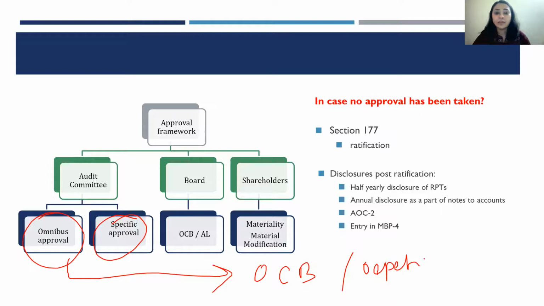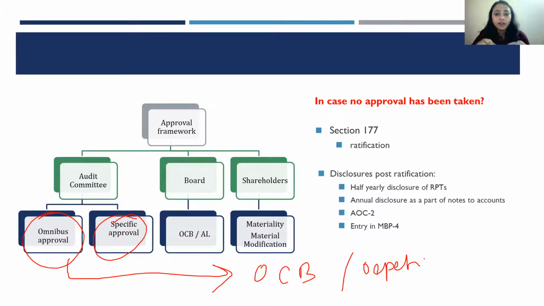For that, I can obtain an omnibus approval at the beginning of the financial year, or preferably at the end of the financial year, for the transactions that I'm going to enter into in the following year. So for that, I can obtain an omnibus approval that is valid for one financial year. For transactions which do not qualify to be taken for omnibus approval, I will have to go for specific approval of the audit committee. That is, I'll have to take the prior approval of the audit committee.